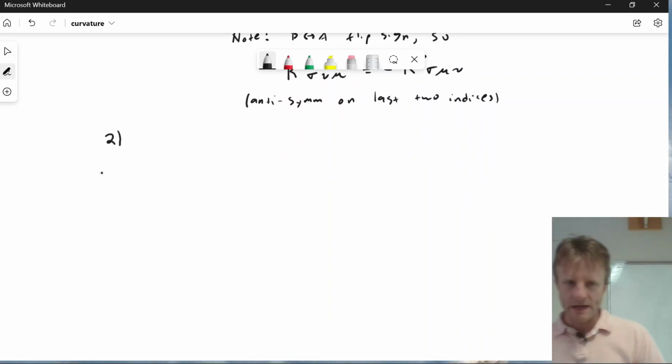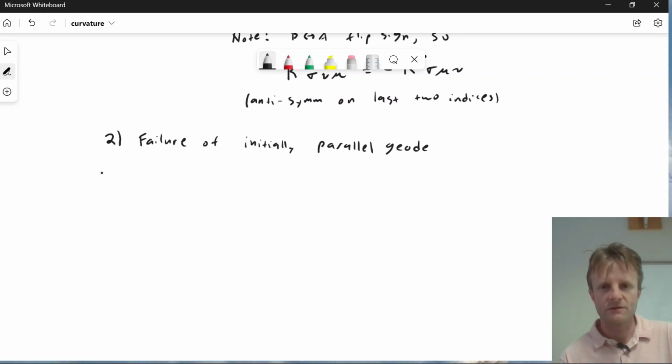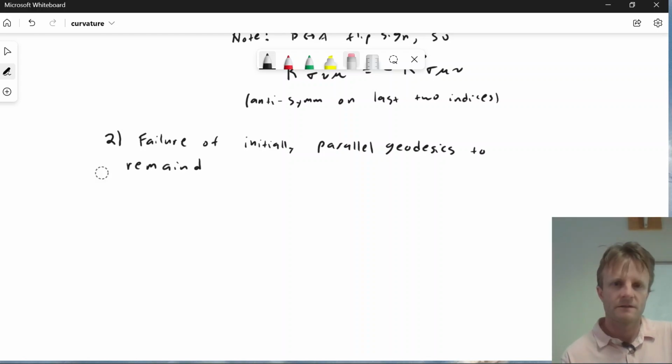The second way is the failure of initially parallel geodesics to remain parallel. At least when I took geometry in high school, there was a big deal made out of Euclid's parallel postulate. So the failure of Euclid's parallel postulate can be used to characterize curvature. The cartoon here is just you have 2 geodesics, but eventually they won't be parallel, they'll converge or diverge.